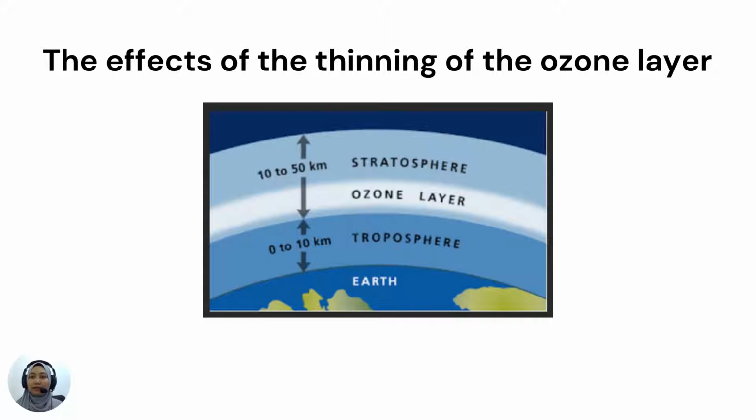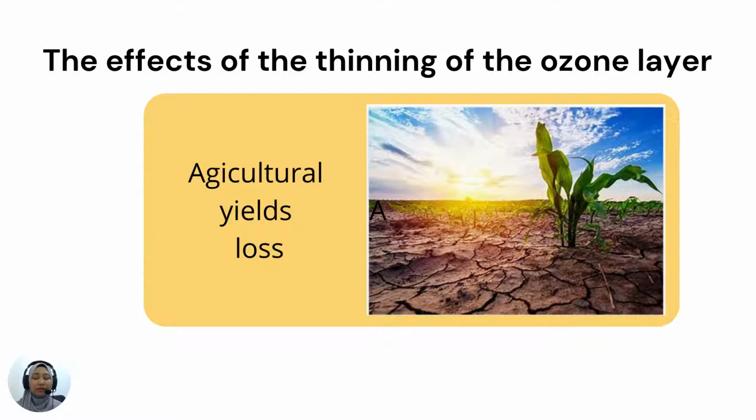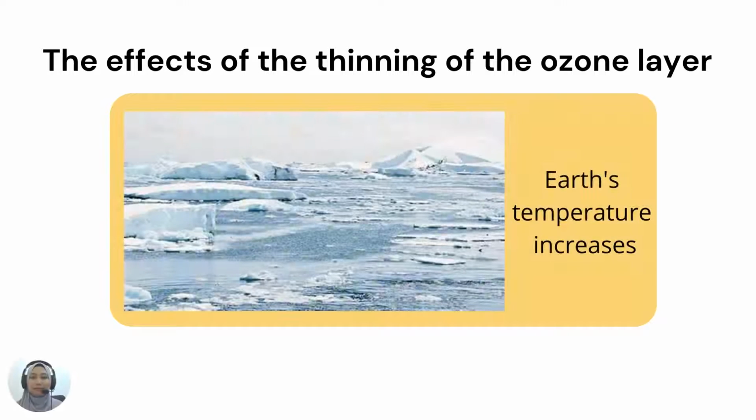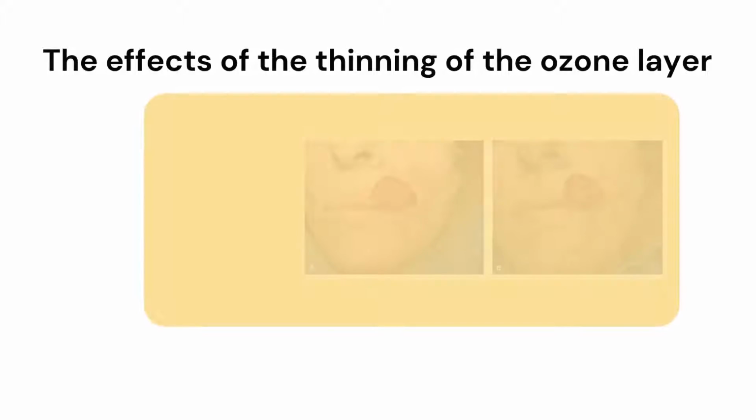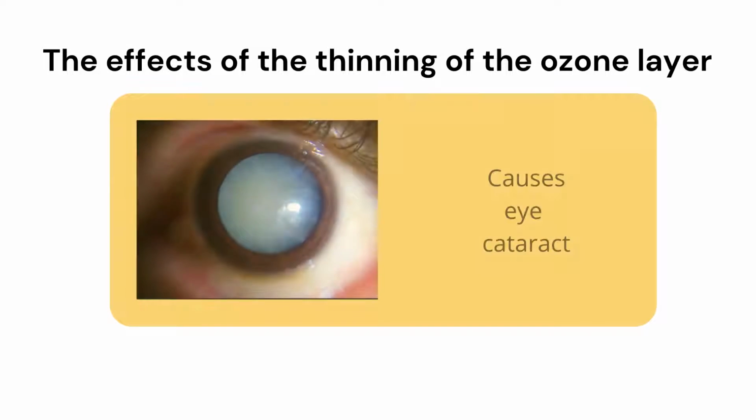Okay, next. What are the effects of the thinning of ozone layer? Agricultural yields loss or damage. Earth temperature increases. Causes skin cancer. And also causes eye cataract. Next, let's watch a video on the adverse effects of air pollution.